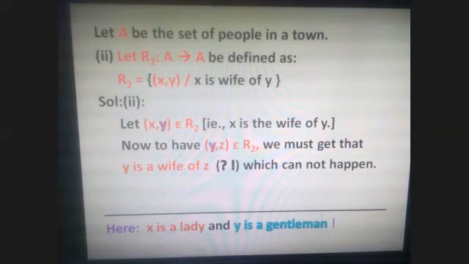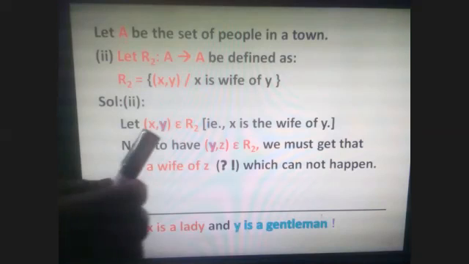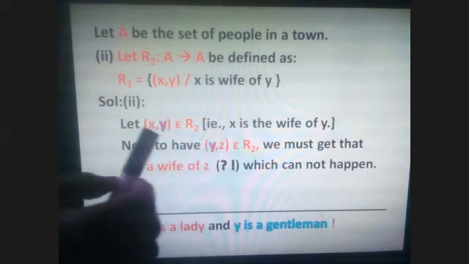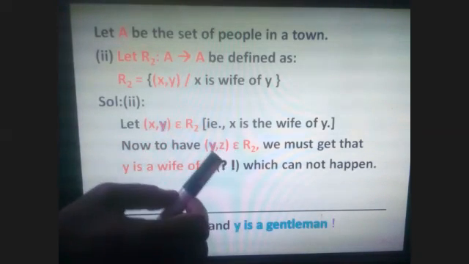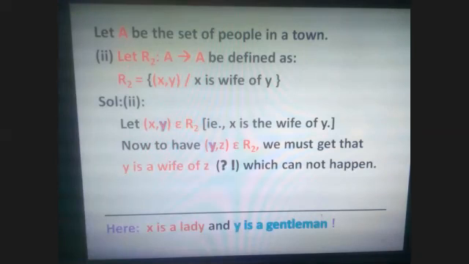What do you conclude? Is it transitive or not? No, sir. There you lost. What is it violating in the transitivity condition? It is violating only when (X, Y) is a member of R2 and (Y, Z) is a member of R2 and (X, Z) is not a member of R2. But here, the precondition is not satisfied, which means it is not violating.